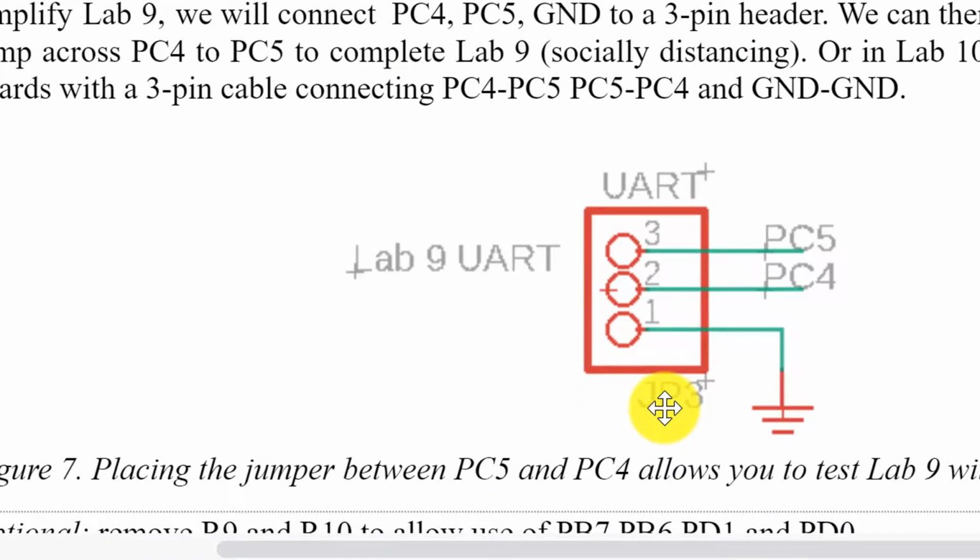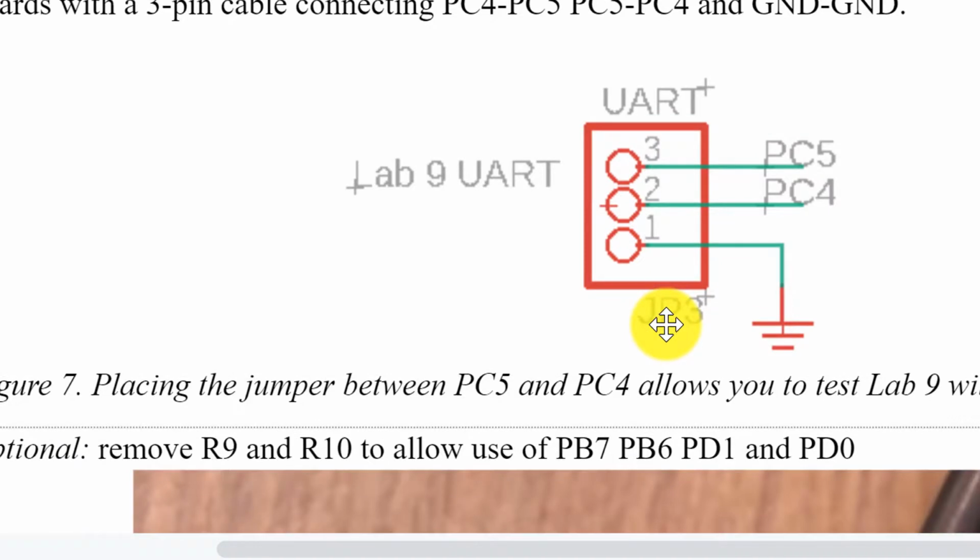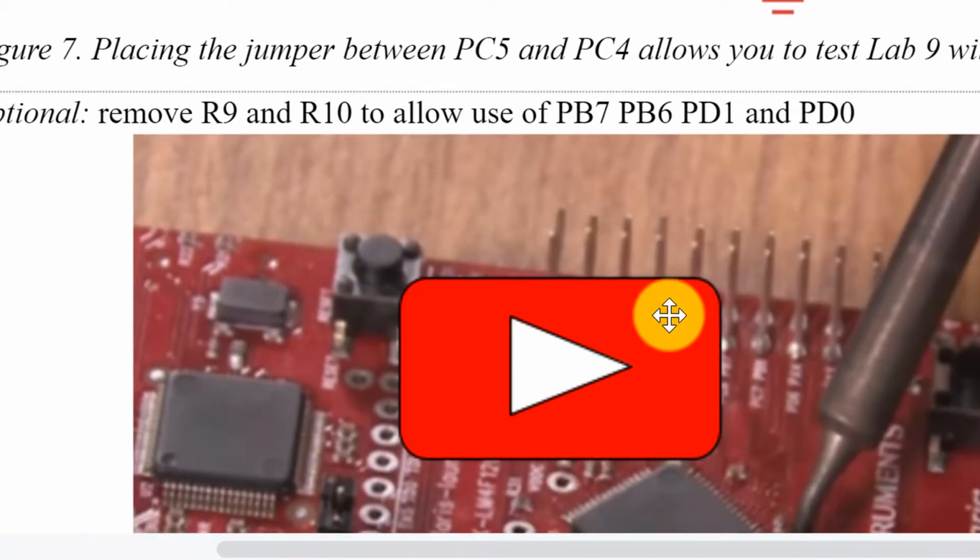Similarly, there'll be a 3-pin header for Lab 9, and if you have 2 boards, you connect pin 3 on this board to pin 2 on the other board, pin 2 to pin 3, and 1 to 1, and then you can communicate between the 2 boards. However, if you're social distancing and doing Lab 9 all by yourself, we'll put a jumper here between 3 and 2, and that'll allow you to do Lab 9 with a single board.